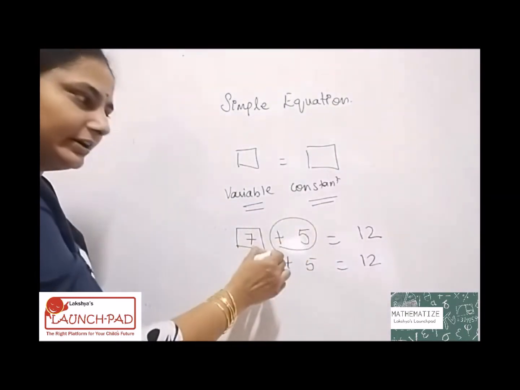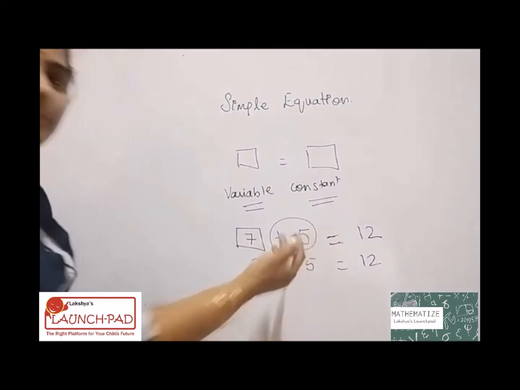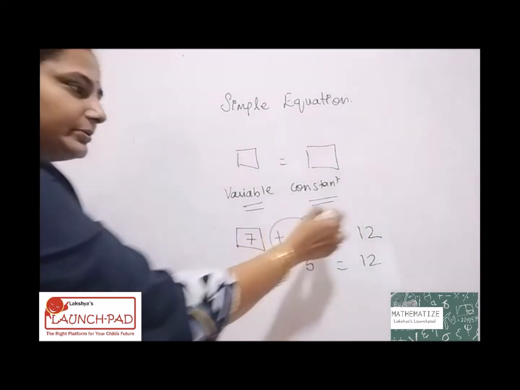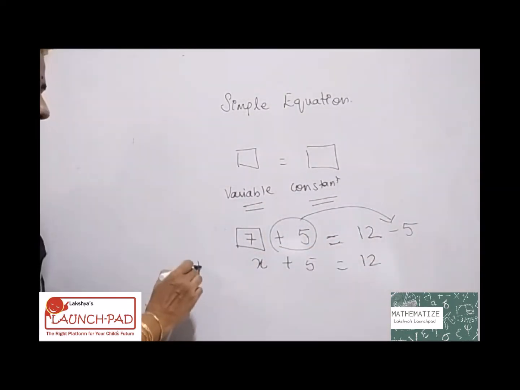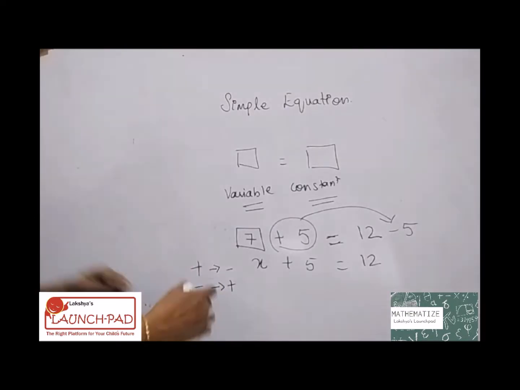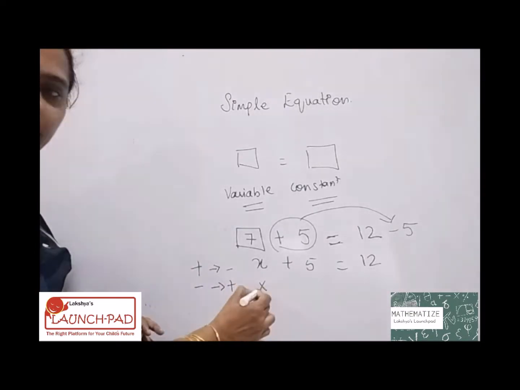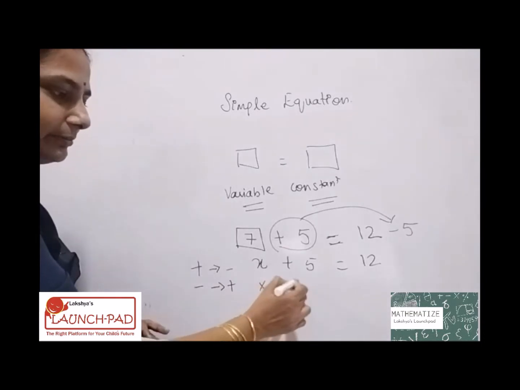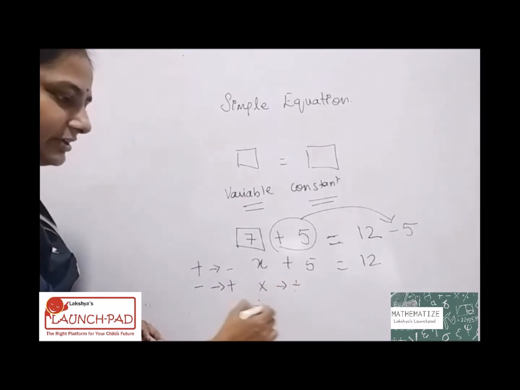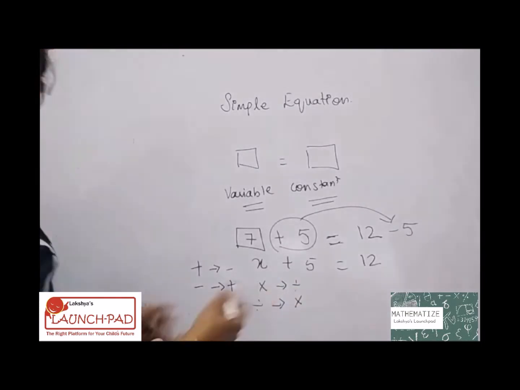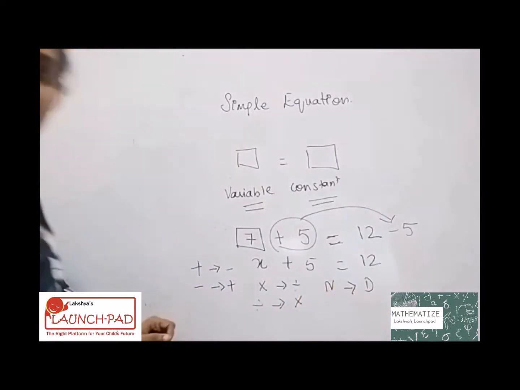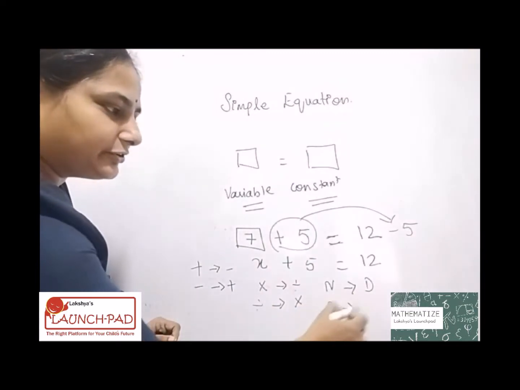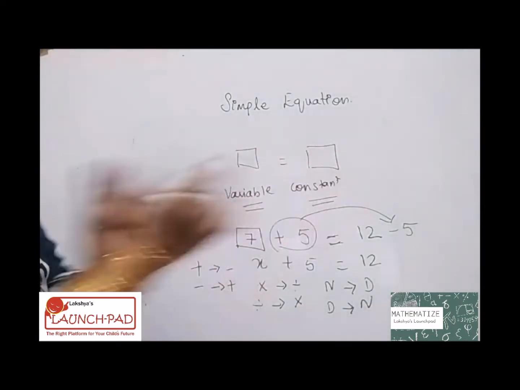Whatever number is here, consider this as a bridge. It crosses the bridge and changes its symbol. If it is plus, it will become minus. If it is minus, it will become plus. In the same way, if it is multiplication, it will become division. If it is division, it will become multiplication. In other terms, numerator will shift to denominator, denominator will shift to numerator across the bridge.